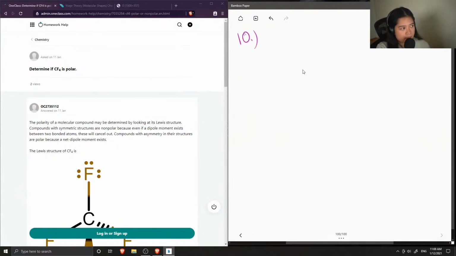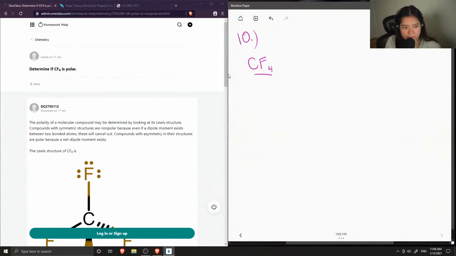Okay, so question number 10 is to determine if carbon tetrafluoride is polar. First, let's draw out the Lewis structure of carbon tetrafluoride to see the type of shape the molecule will have.